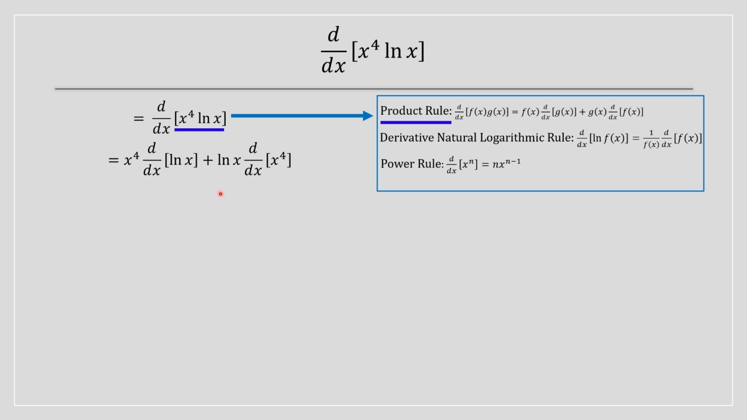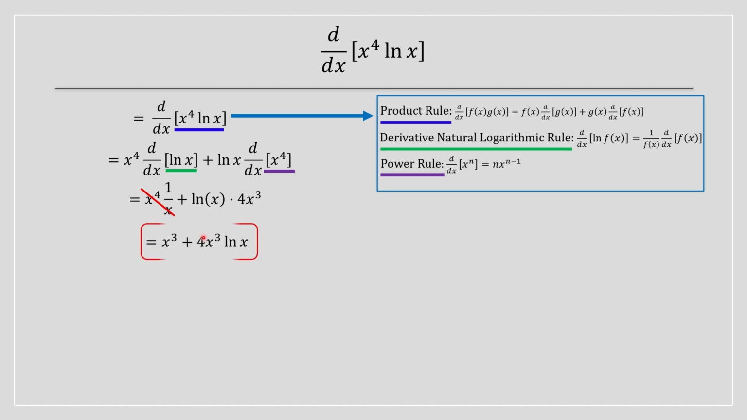So once we establish that, we've got the derivative of ln of x, which is this guy over here, which is 1 divided by x. And over here we apply the derivative of x to the 4, where the 4 becomes on the bottom, and we have x to the 3. So we accomplish this, and we cancel out the x's, and we acquire this as the answer.